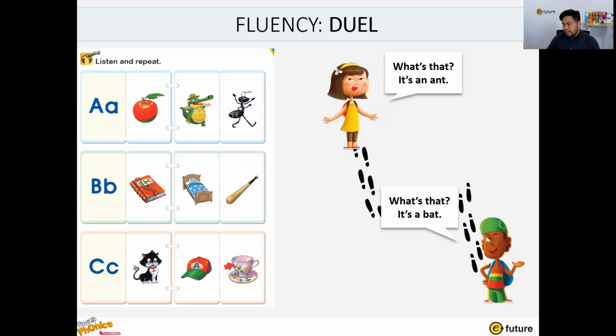Okay? And sometimes you don't have to use a word card. Maybe you can just have the phonics target. So you just have the letter A, and the student will have to say ant or alligator. Okay? So it's a way to do variations of this activity.